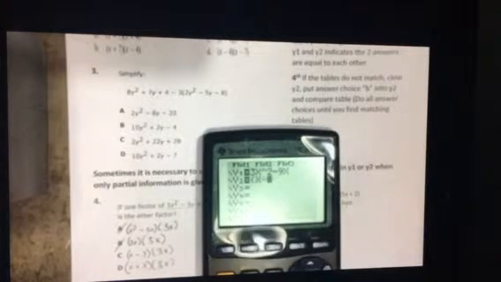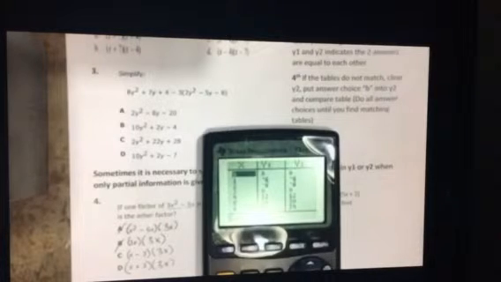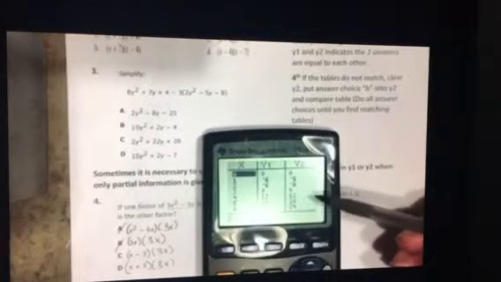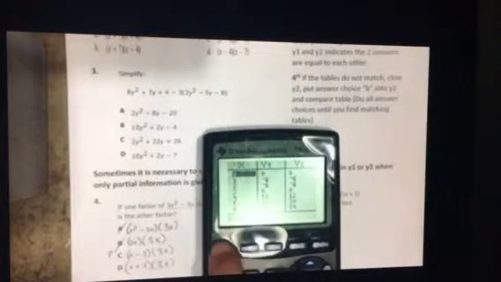Parentheses, going to C. Second graph. And those tables do match. So that's a possibility. I'm still going to check D. We're here anyway, we might as well.